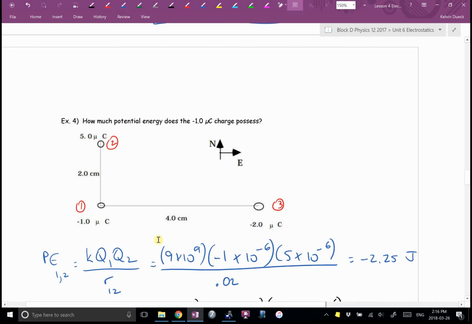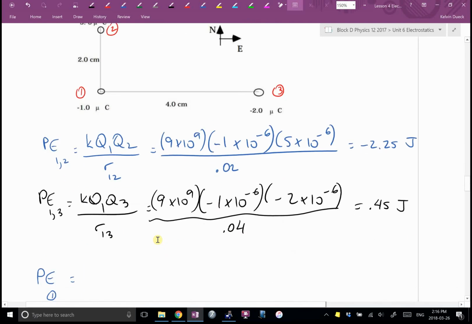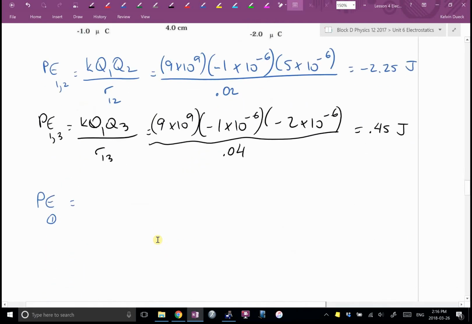It's one of my rants back when we did energy. One of the reasons, Lena, I said it was so nice, it's a scalar. It's a scalar. So, what's the total potential energy? I can do it in my head. It's going to be negative 2.25 plus 0.45. Is it negative 1.7? 1.8? Negative 1.8?